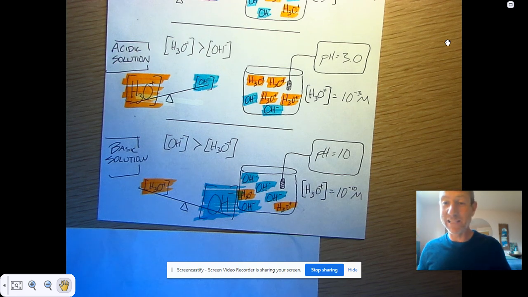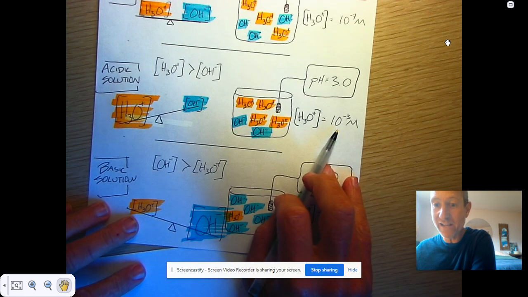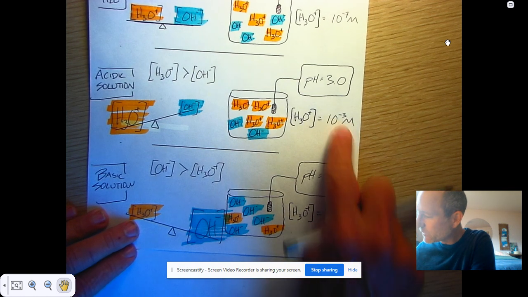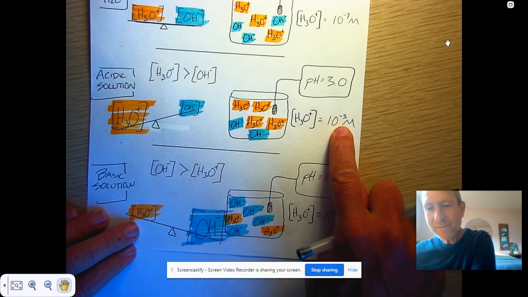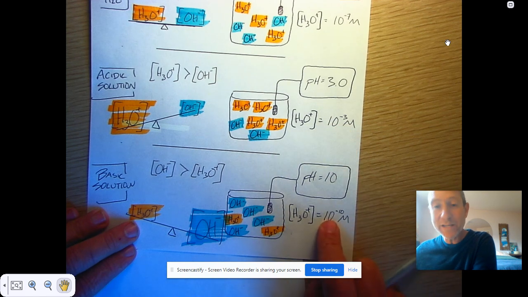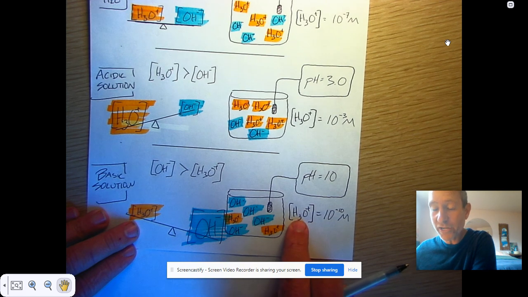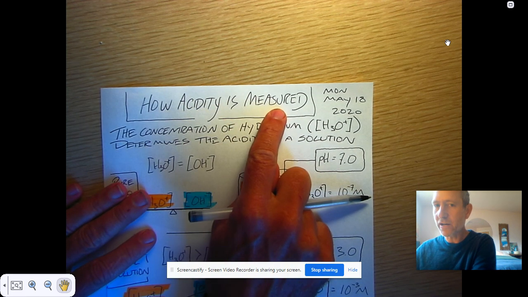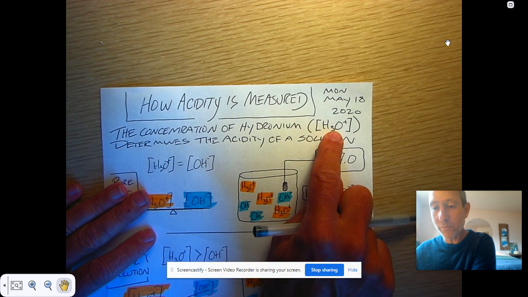But anyway, it's going to be less than 0, more or less than 0. 10 to the negative 7 is more or less than 0 than 10 to the negative 3. Yeah? So this number is smaller than this number. Do you guys believe me that this number is smaller than this number? I hope you do, because if you can believe that, then you can believe that the hydronium ion concentration is lower. And acidity is a measure of the concentration of hydronium.